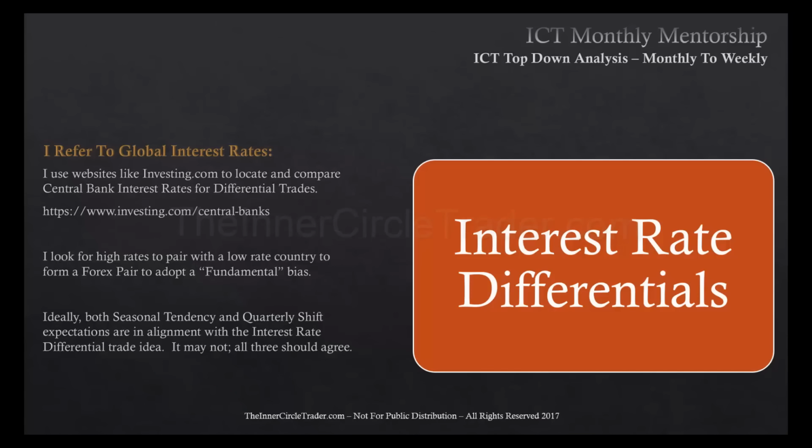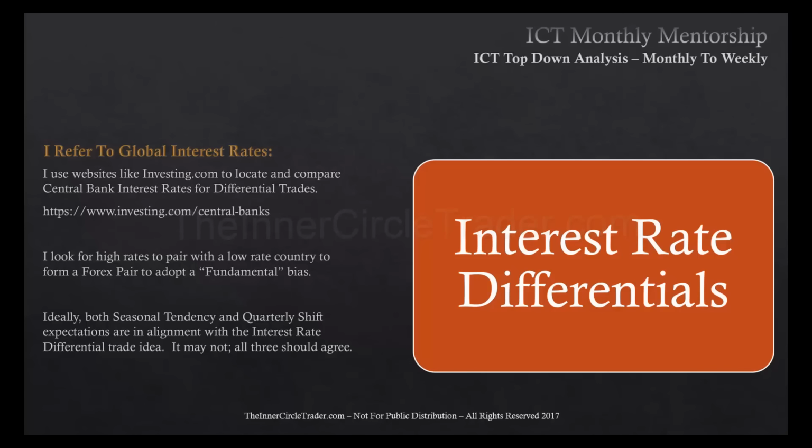All right, next I refer to global interest rates, and I use websites like investing.com. You can use that link that's here. And what I'm doing is I'm locating and comparing the central bank interest rates for every major country, and I look for the differential trades that way. So I'm trying to find high interest rates to pair with a low interest rate country and basically form a forex pair so that way I can adopt a fundamental bias.